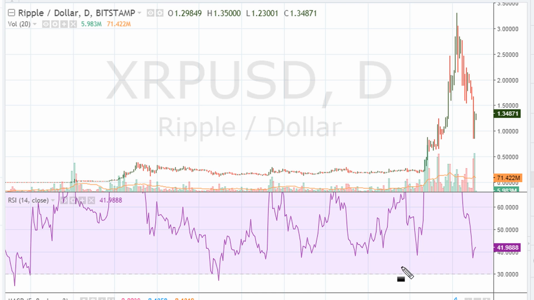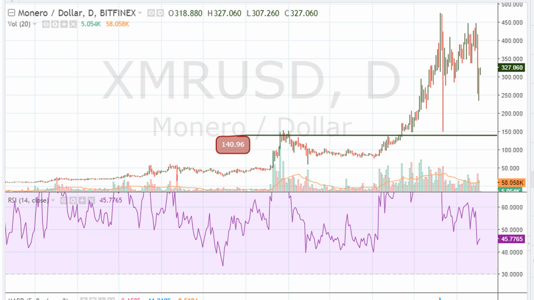So take a look at Ripple, and we can see here it is coming back to test this level here on the daily. This level held, which is the lows here, before we get this explosive price action. Now it is coming back and testing the same level. We seem to be holding. All right, let me show you one more daily chart.